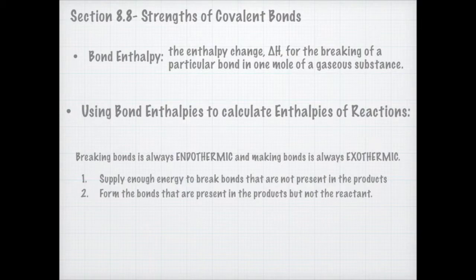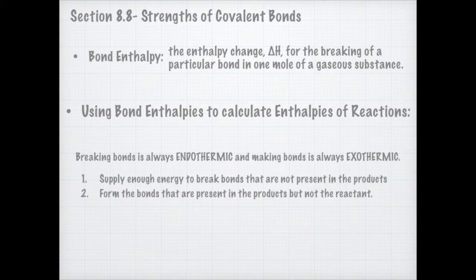So we're going to be using bond enthalpies to calculate enthalpies of reaction. And what we need to keep in mind is that breaking a bond requires energy. Therefore, breaking bonds is always going to be an endothermic process, while making bonds is going to be exothermic. And so we need to provide enough energy to break the bonds that are not present in the products, and then we're going to form the bonds that are not present in the reactants.